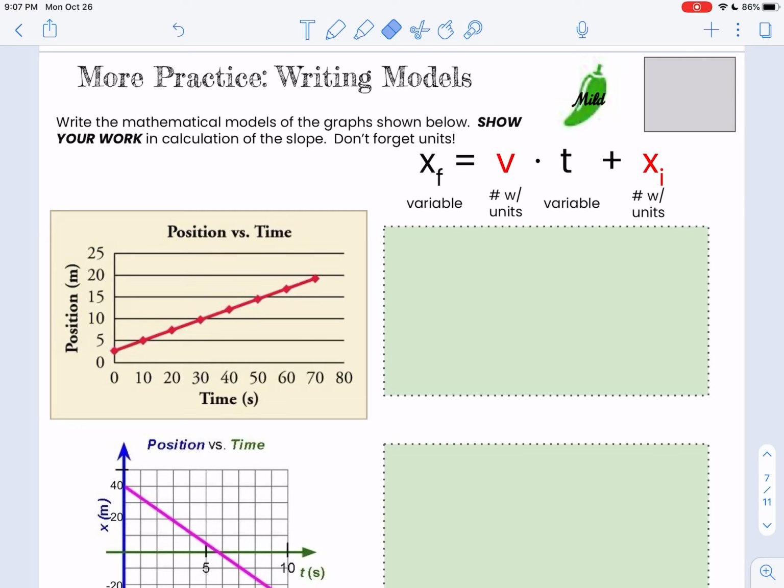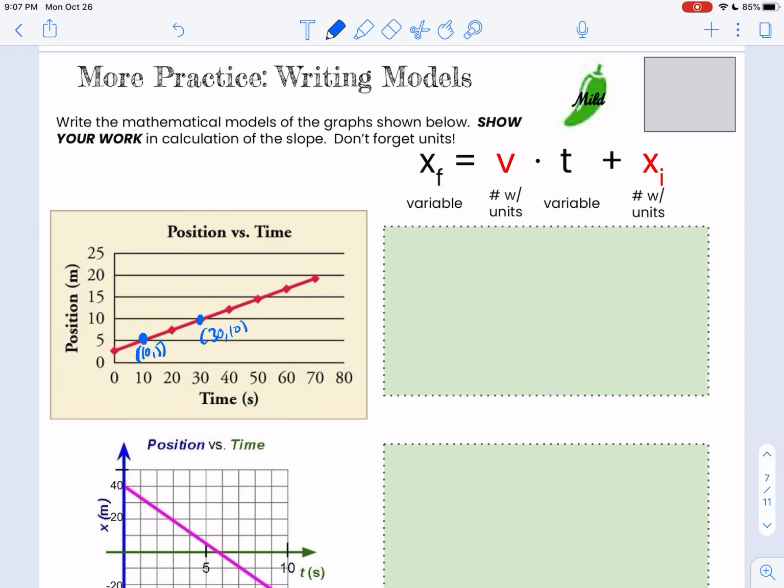Okay, so if you're still struggling writing these math models, you might want to go back and take a look at these. All right, so the first thing we always want to do is find the slope. You can use any 2 points that you want. I'm going to just try to use this one, 10, 5, and maybe this one, 30, 10.